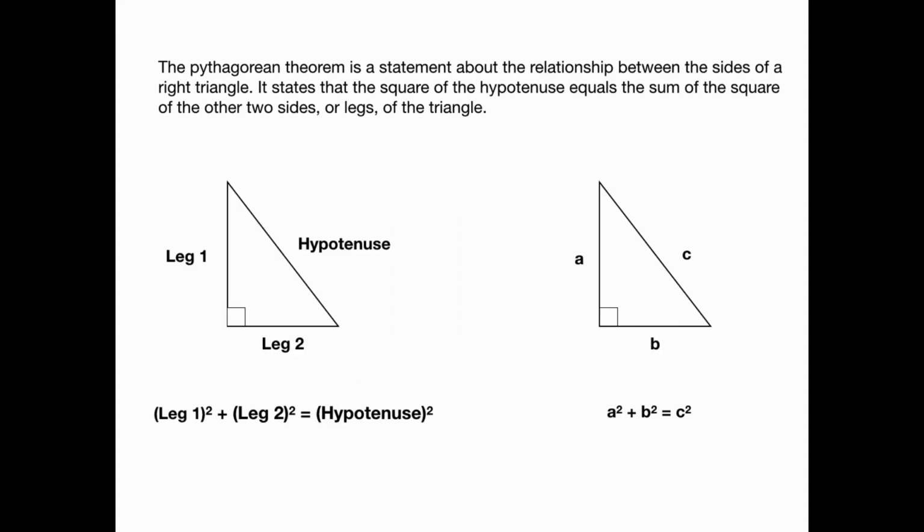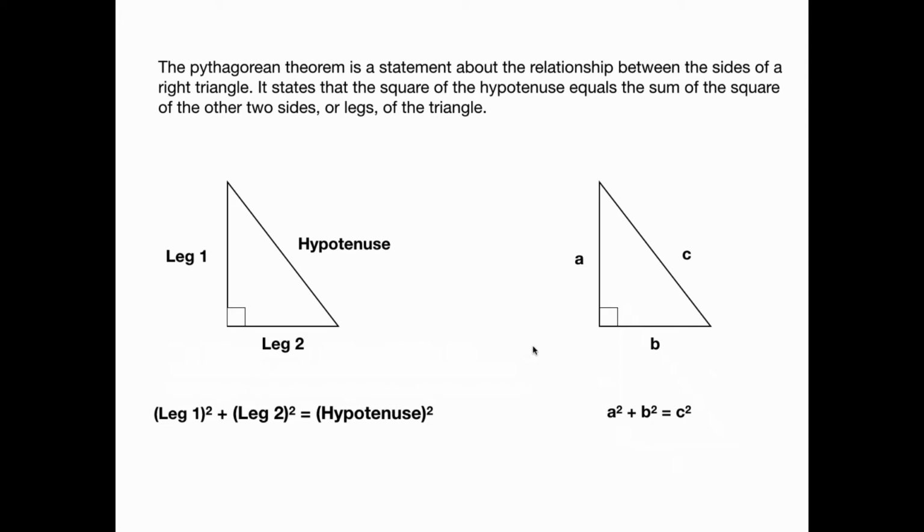The Pythagorean theorem is a statement about the relationship between the sides of a right triangle. It states that the square of the hypotenuse equals the sum of the squares of the other two sides, or legs, of the triangle. So, for example, if we squared the hypotenuse of this triangle, it would be equal to the square of leg 1 and leg 2 added together.